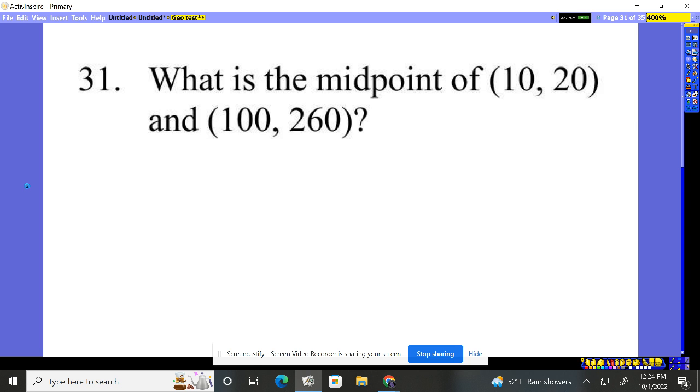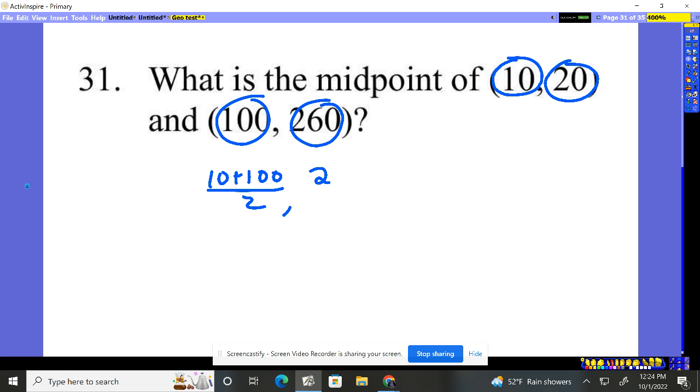31, what is the midpoint, middle point between these two guys? How do I find the middle? I add them together and divide by 2. I'm going to add my x's of 10 and 100 together and divide by 2. I'm going to add my y's of 20 and 260 and find the middle of my y values. And it's an ordered pair, so parentheses.